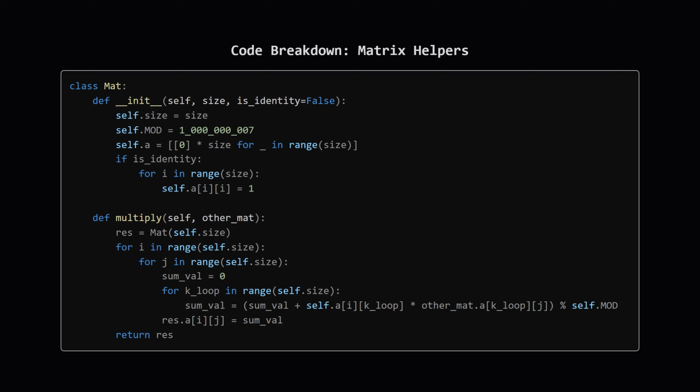First up we have a little helper class, let's call it Matrix, to represent our matrices. When we create an object, it can either be a zero matrix or an identity matrix. That's a special matrix with ones on the diagonal, and zeros everywhere else. The important part here is the multiply method. This is how we multiply 2 matrices together. For each cell in the resulting matrix, we do a kind of row from the first matrix meets column from the second matrix operation. We multiply corresponding elements and add them up, making sure to use our modulus, that big prime number, at each step to keep the numbers manageable.